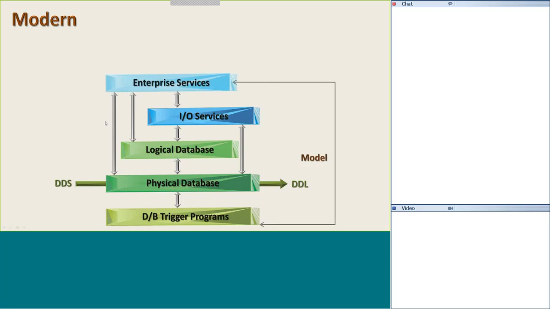Then we have another set of services, another service layer. And you will notice that the arrow on the right-hand side here, halfway through the enterprise services to the bottom of the trigger programs, is the model. That is the database. Enterprise services can be translated as being common services that are to be made available to the applications.